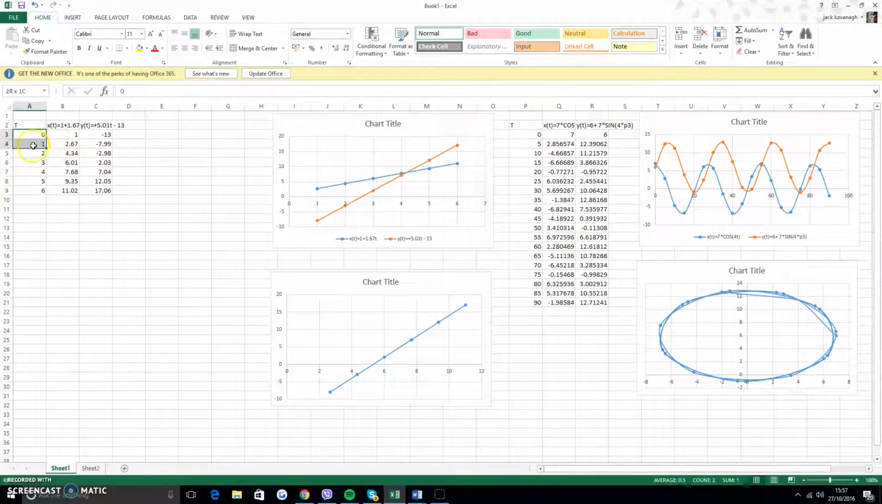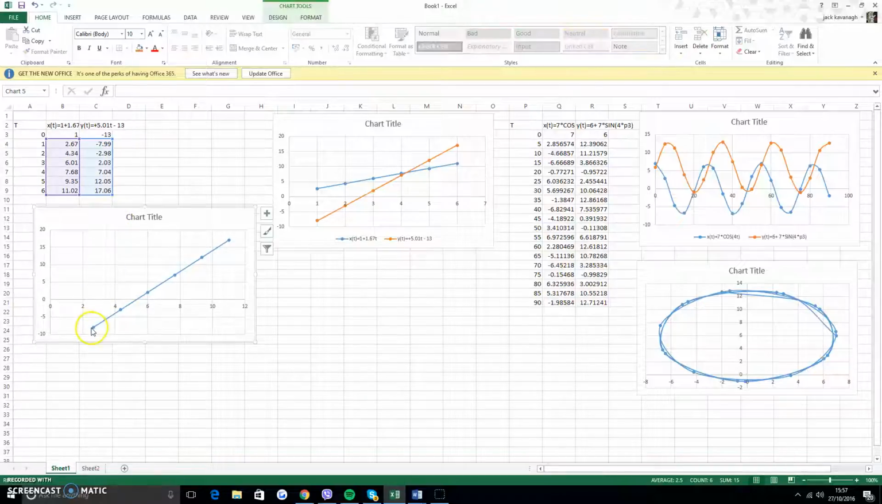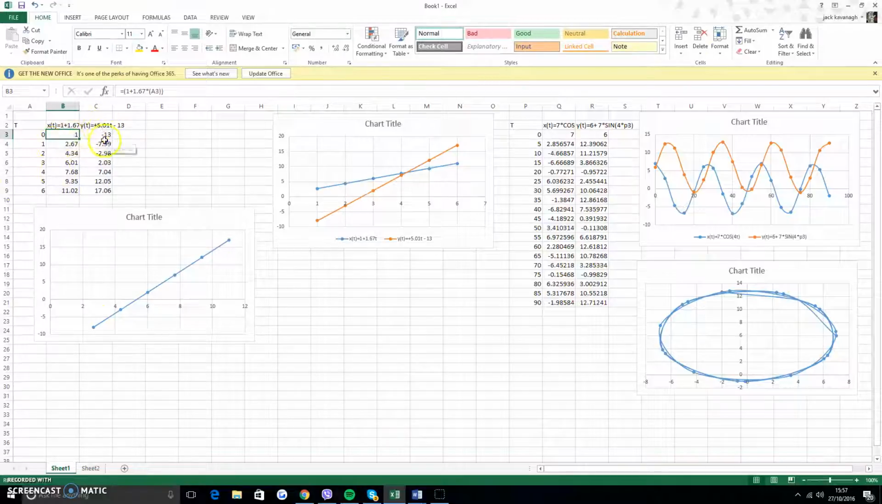And then what we do, we graph that over 6 seconds. So we sub in 0 to 6, and we get this graph here showing it starting at 0 seconds at the point (1, -13) and finishing after 6 seconds at the point (11, 17). It's slightly off because we rounded off 10 over 6 to be 1.67.